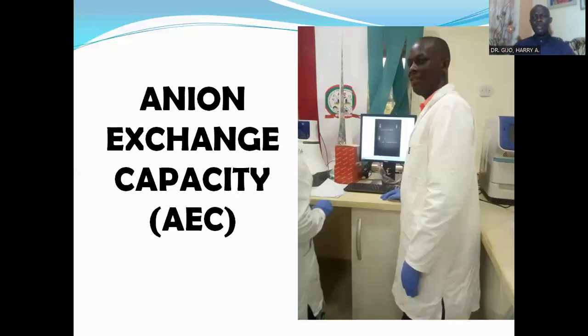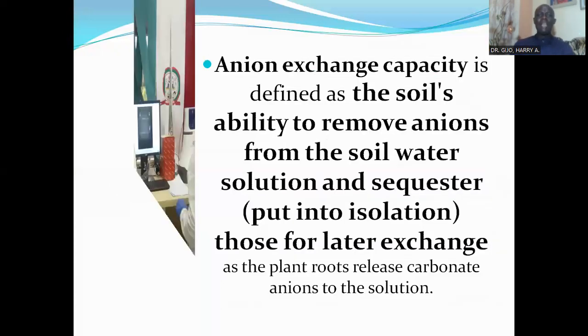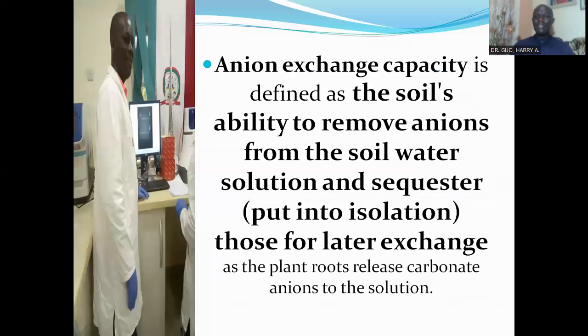The next chemical property we want to look at is anion exchange capacity. And what is anion exchange capacity? Anion exchange capacity is defined as the soil's ability to remove anions from the soil water solution and sequester those for later exchange as the plant roots release carbonate anions to the solution.